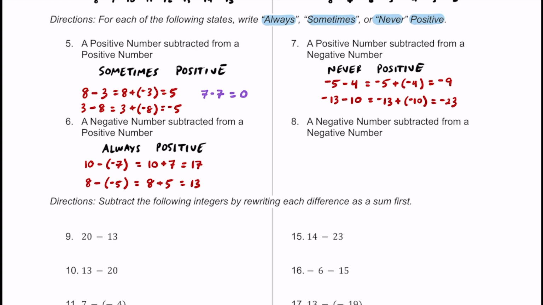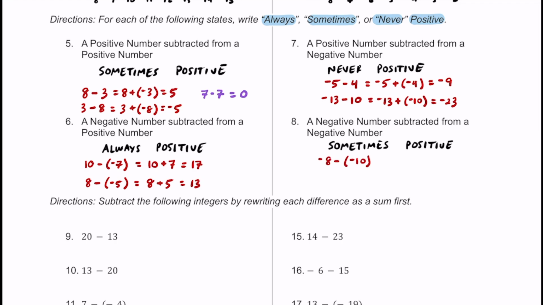For number 8, we have a negative number subtracted from a negative number. All right, this one's kind of interesting. So a negative, take away another negative. This one is going to be sometimes positive. Let's go ahead and write that down, sometimes positive. So this one really depends on the absolute values of the numbers, okay? So we're going to do a negative number minus a negative number. So for example, let's do -8 take away -10.